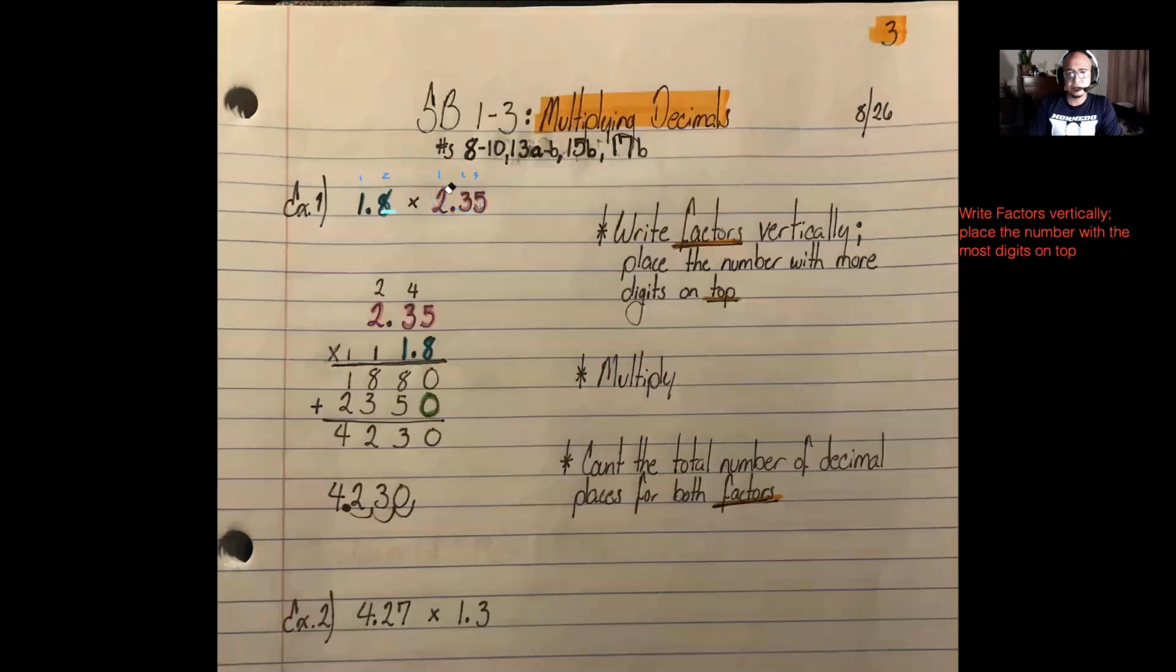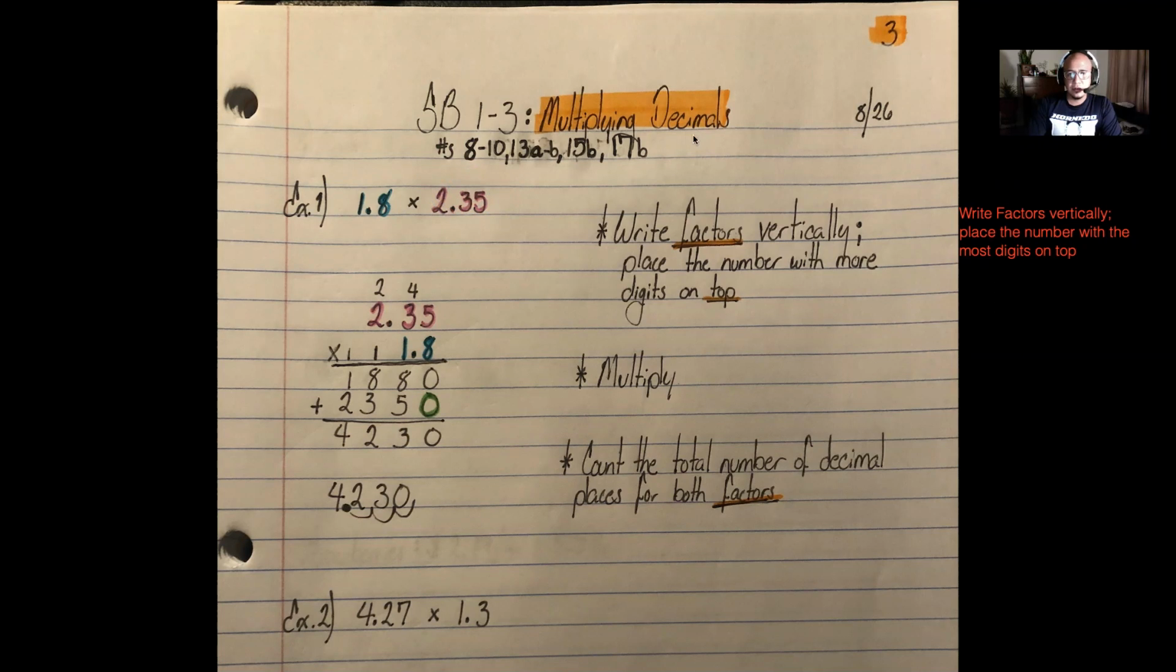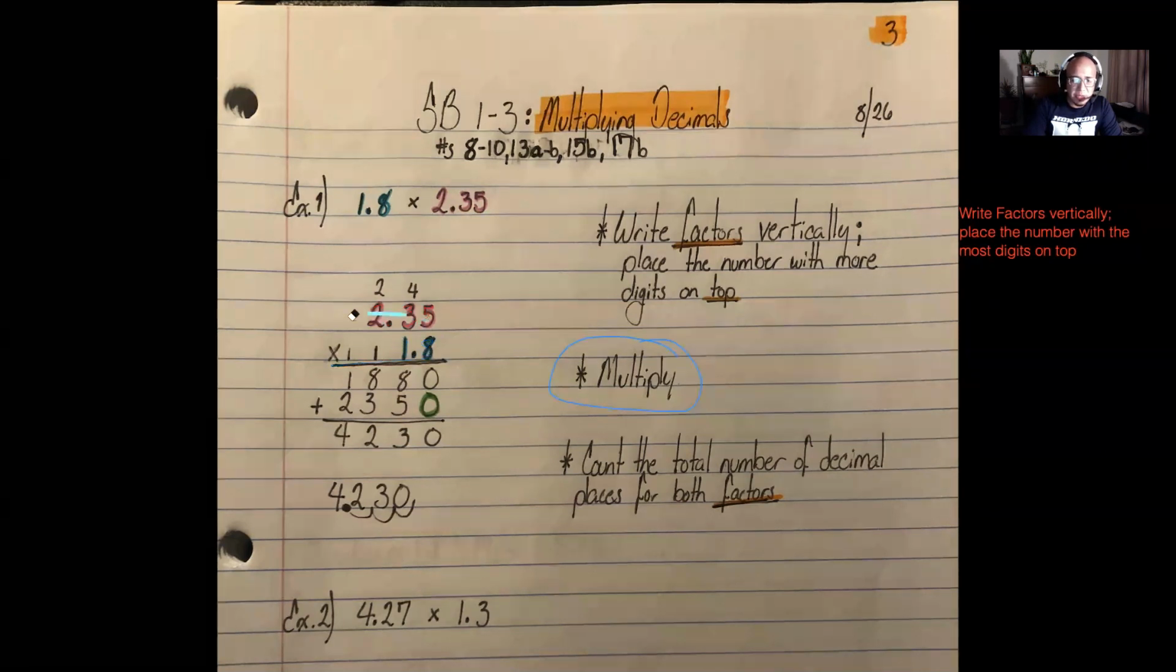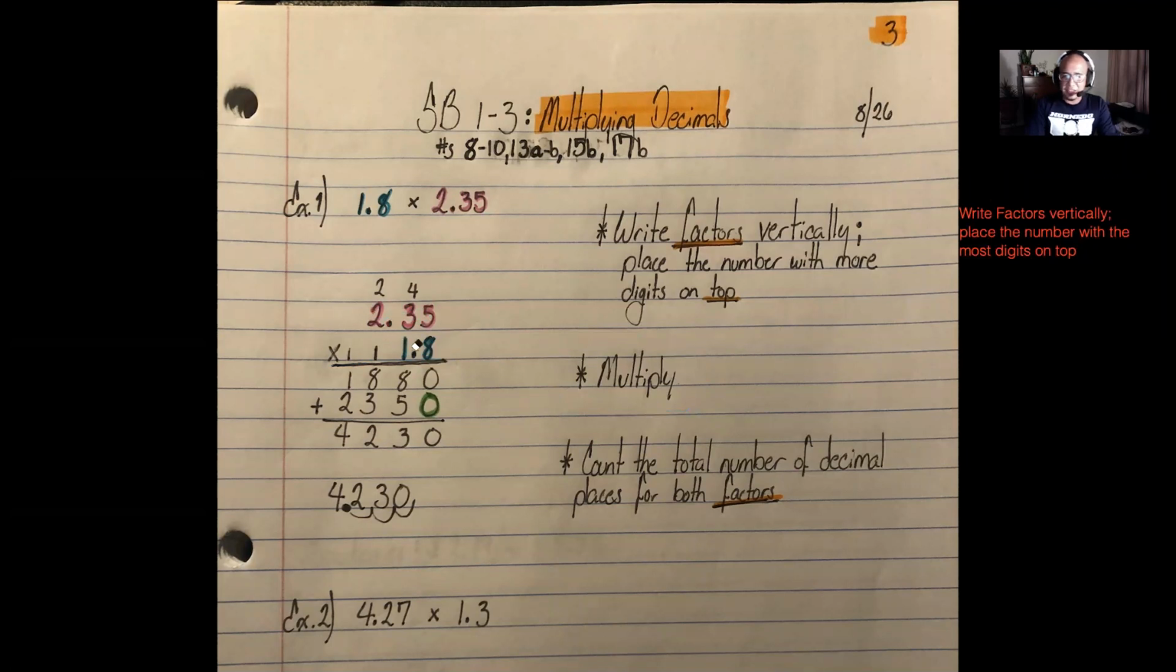So I am going to put 2 and 35 hundredths on top and 1.8 on the bottom. There we go. All right, our second step is simply to multiply. Just multiply it out. I want you to ignore that decimal, and I want you to multiply it out. And what I mean by that, ladies and gentlemen, what I mean by ignore the decimal is that you're going to write these out as if there was no decimal there.